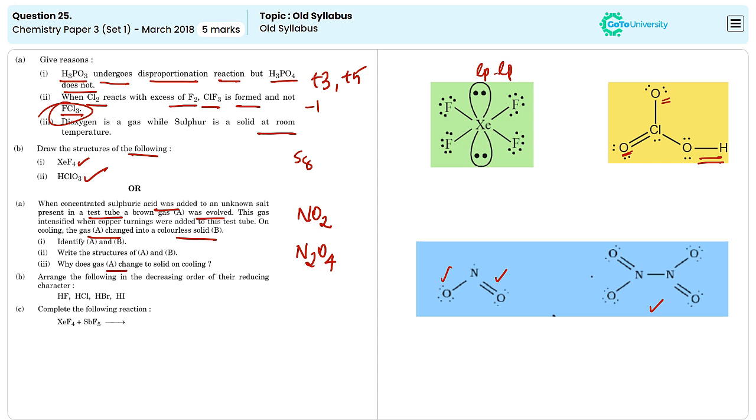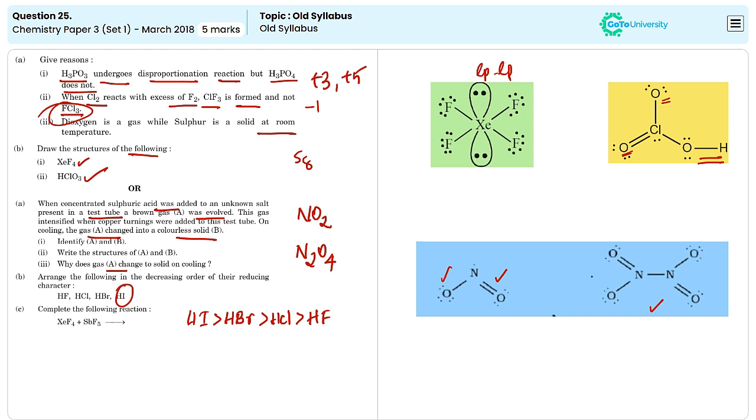In the B question, we have to arrange the given compounds in decreasing order of their reducing character. The reducing agents are undergoing oxidation, that is, the release of electrons. Among these four hydrogen halides, the one which has the highest reducing property is hydrogen iodide because iodine is larger in size. And the least reducing character will be for hydrogen fluoride because the size of the halogens increases from fluorine to iodine.